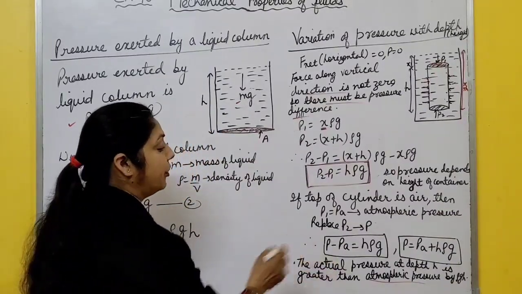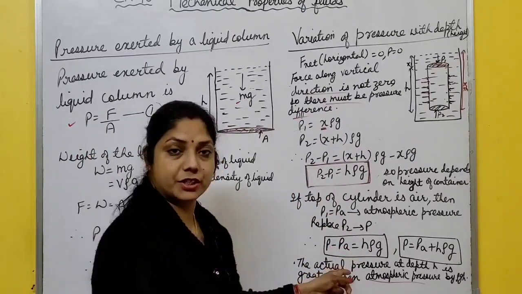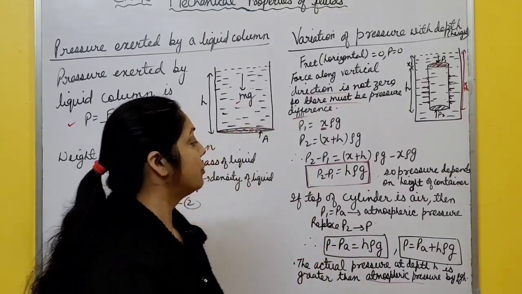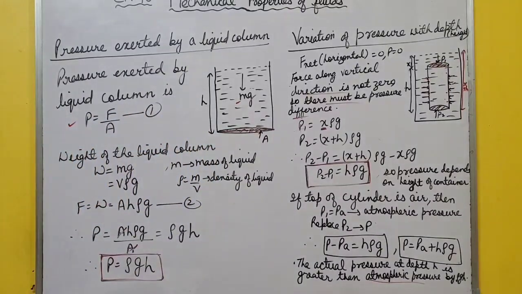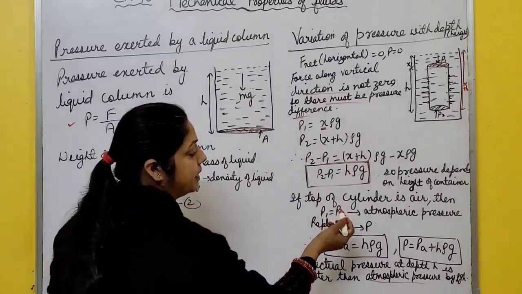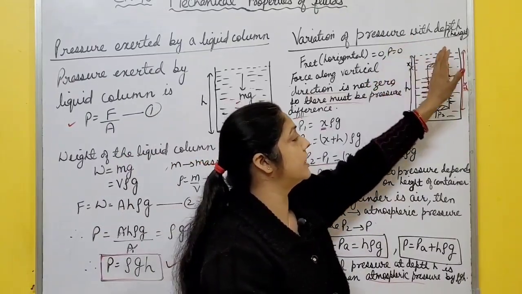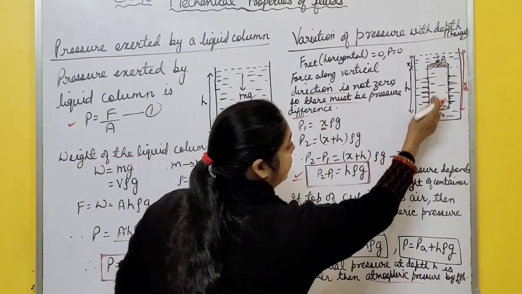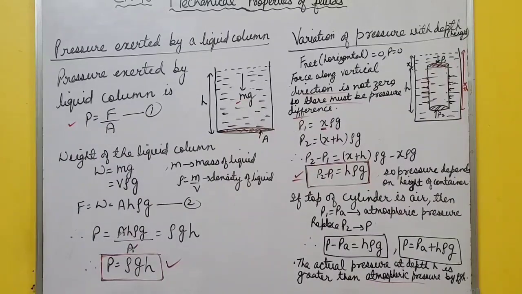Now here three different types of pressure come. One is atmospheric pressure, one is actual pressure or total pressure, and one is the difference between these two pressures, that is gauge pressure. I will discuss the different types of pressure after this one. Please take a screenshot of this one. Hope it's clear to all of you. Pressure exerted by a liquid column and variation of pressure with depth only depend upon the height of the container, not the distance from the free surface. And the pressure at any point is greater than atmospheric pressure by rho gh. Please take a screenshot of this one.